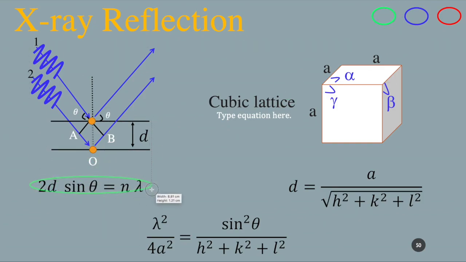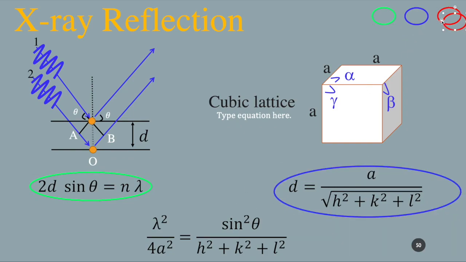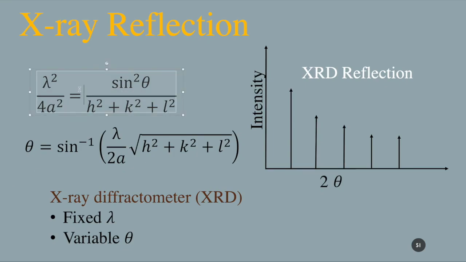Combining these two equations, Bragg's equation and this equation which we derived in the beginning, we get the interesting equation. In this equation, it is very important to understand that this part is constant, because for X-ray we keep the lambda fixed and we only change the theta. So whatever is changing is changing here. This part is fixed. This is constant. Theta is related to the type of planes.